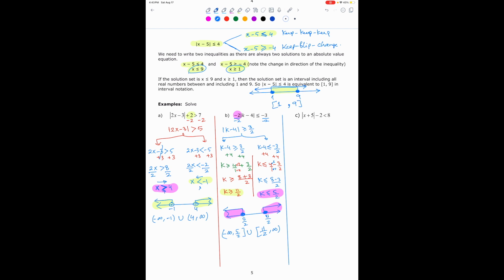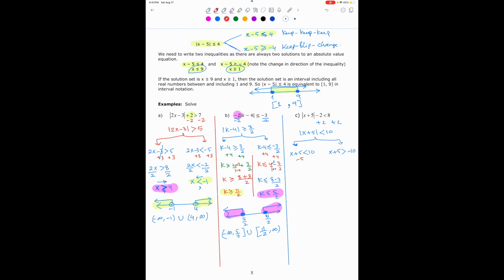Last one, we're going to add 2 to both sides of the equation. We will end up with x plus 5 is less than 10. Now we're going to split. So you'll have x plus 5 less than 10, unchanged, except for dropping the absolute value bars. We're going to keep, flip, change the sign, negative 10. Now we're going to solve each inequality.